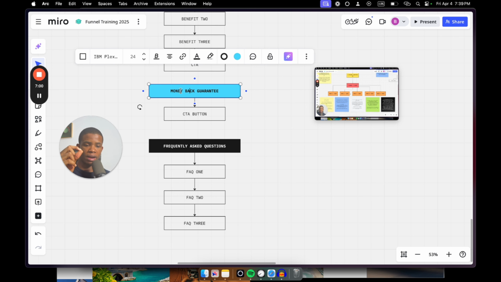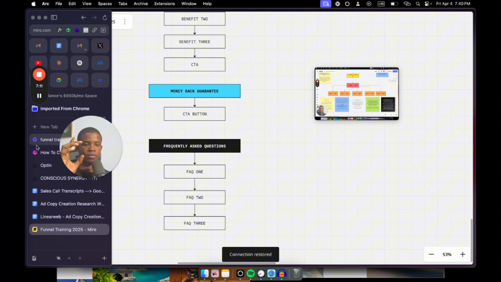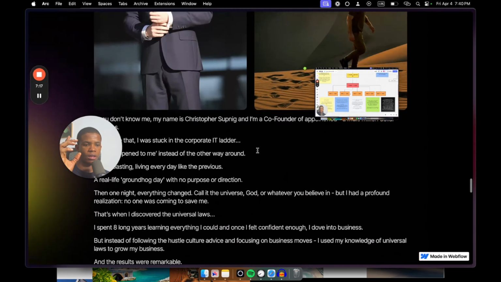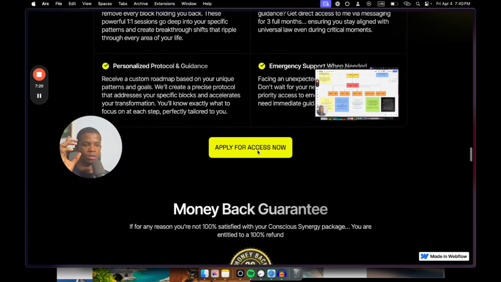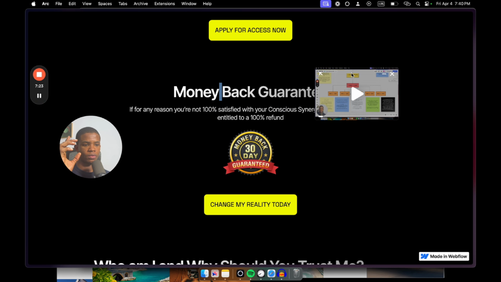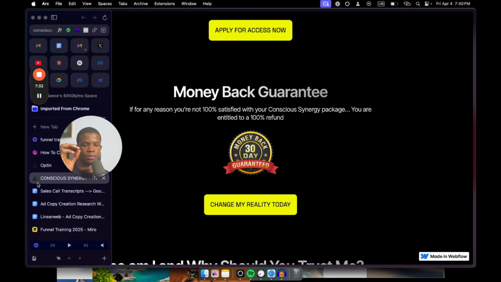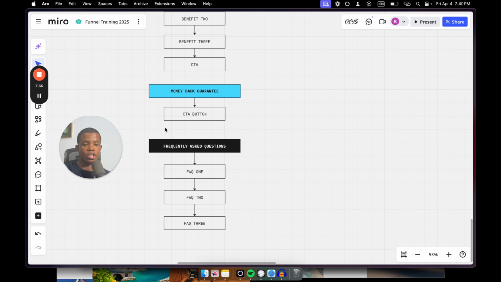Well, the money back guarantee is the next one, and this is for a low ticket product or mid ticket product. Sometimes we've had situations where we've added this on a high ticket product. For example, this one right here is a high ticket product, but we added in a money back guarantee. Yeah, we have a money back guarantee here that says, if for any reason you're not 100% satisfied, you are entitled to a 100% refund. So you need to have that for low ticket, mid ticket product, and sometimes for high ticket product if you deem it necessary for your offer.